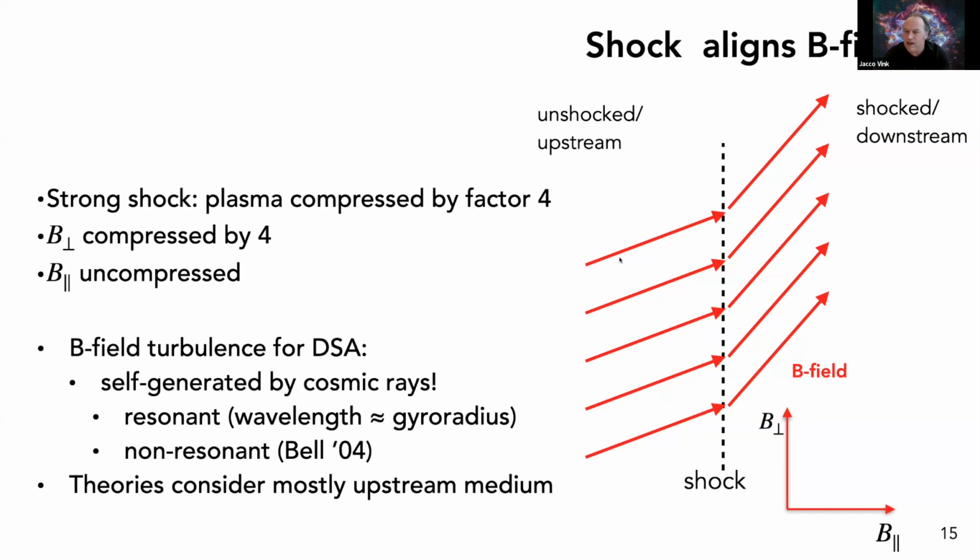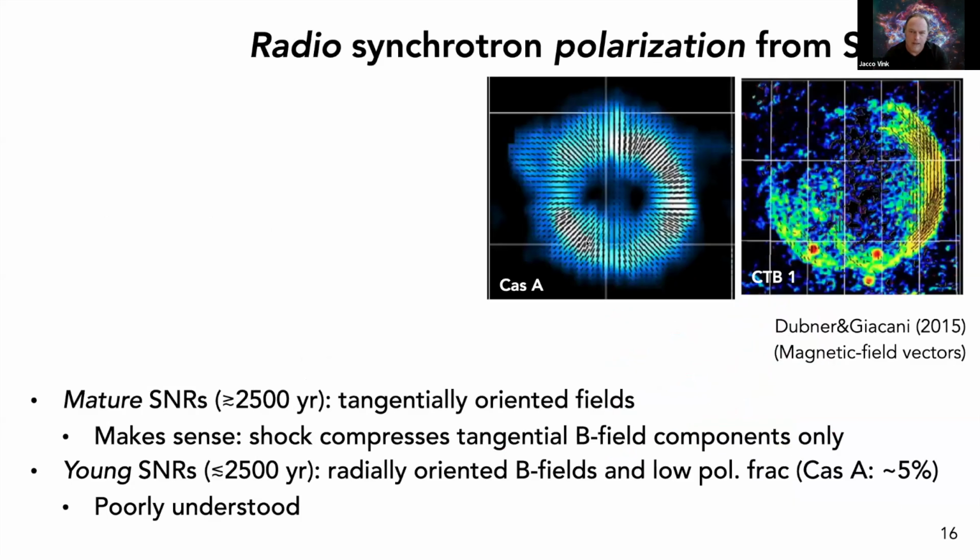Now, most of the theories actually go about the upstream medium. So we don't really know what happens to the turbulence downstream of the shock. It certainly is there. It's supposed to also die out at a certain range, but we don't know that much about the downstream turbulence.